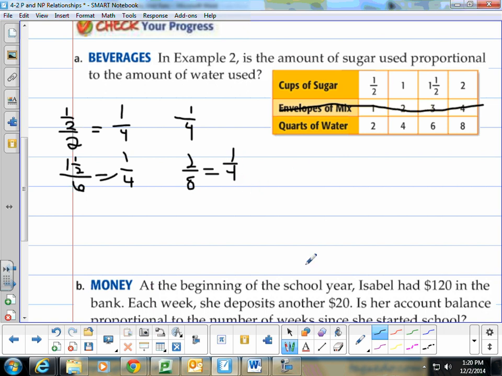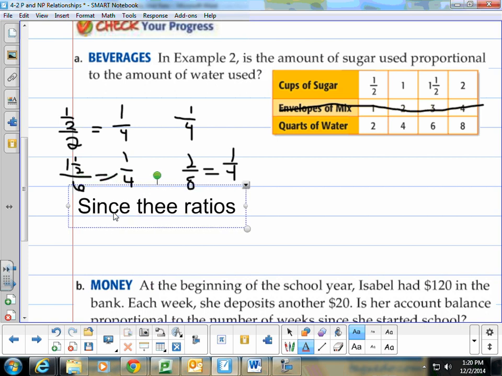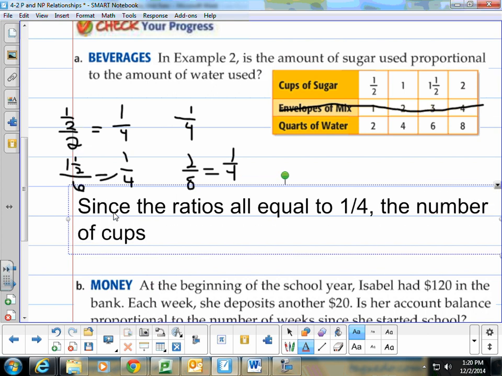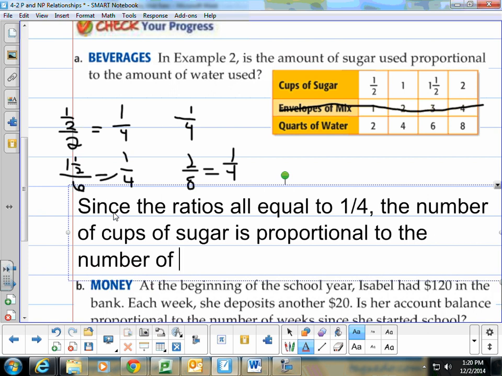So what I'm noticing is that since, and I can type this out too, since the ratios all equal 1/4, the number of cups of sugar, struggling to type here, is proportional to the number of quarts of water. And that's just a model of how you would explain, because a lot of the questions will ask you to explain your thinking. And since they simplify to all the same ratios, they are proportional.